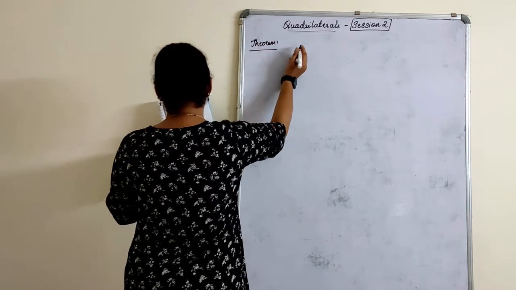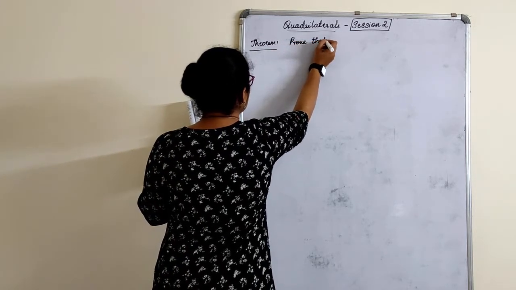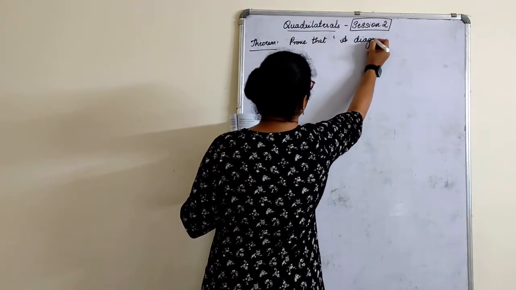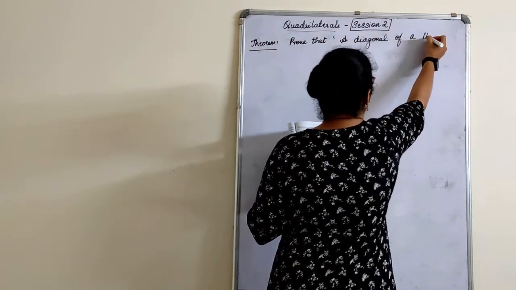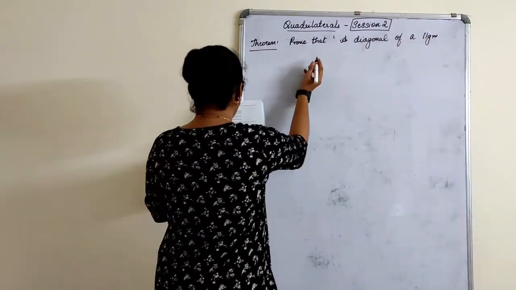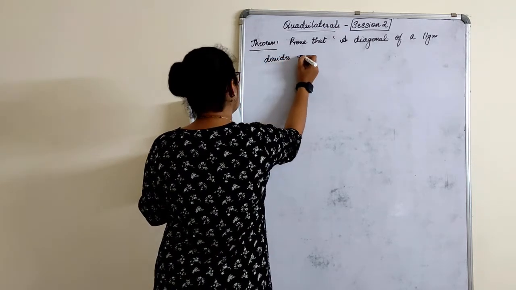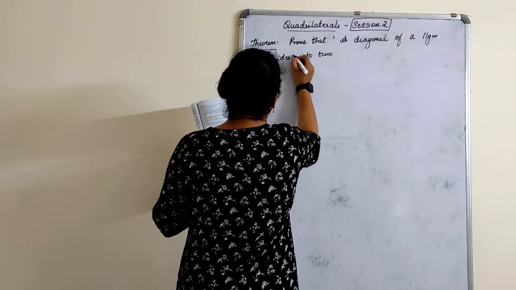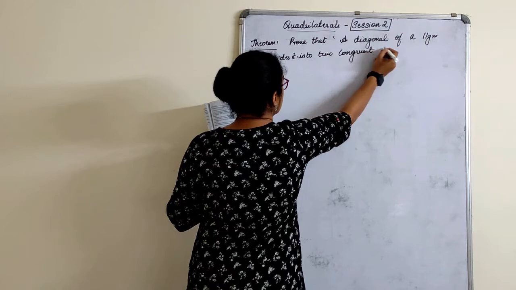So the theorem tells that, prove that a diagonal of a parallelogram divides it into two congruent triangles. Here, ||gm is a short form, or shortcut, of writing parallelogram.